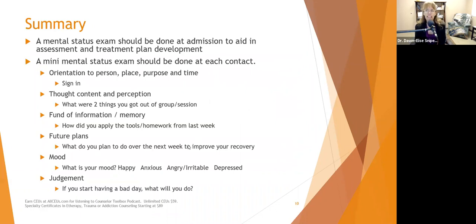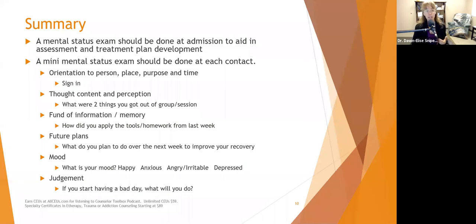So a mental status exam should be done at admission to aid in assessment and treatment plan development. In order to write an effective treatment plan with the client, we need to understand cognitively where they are at. Physically, how much can they do? What are they capable of doing? What are they motivated to work on? And in what ways do we need to approach it for this person?